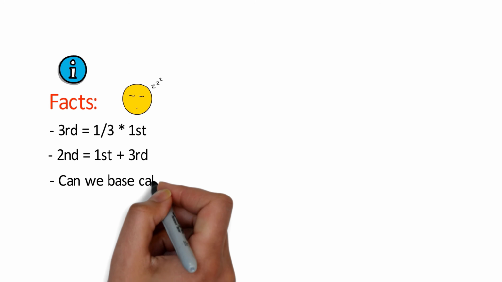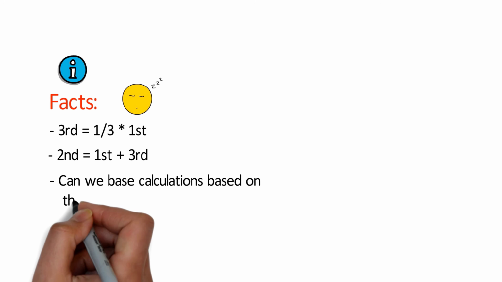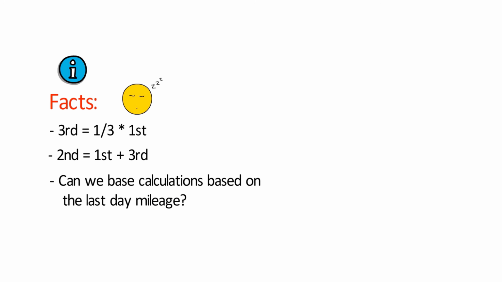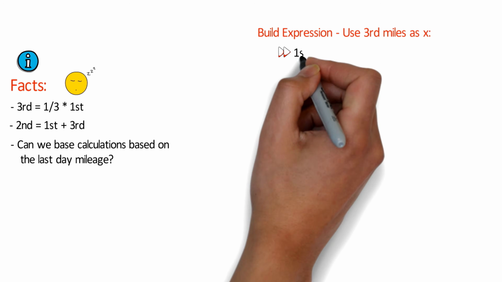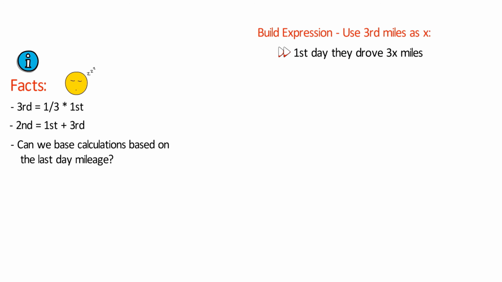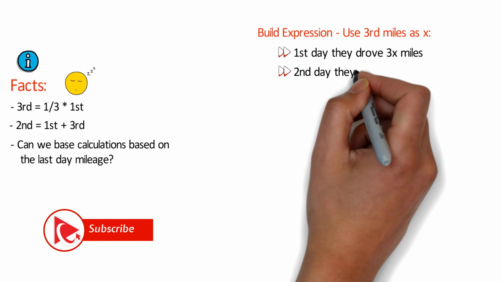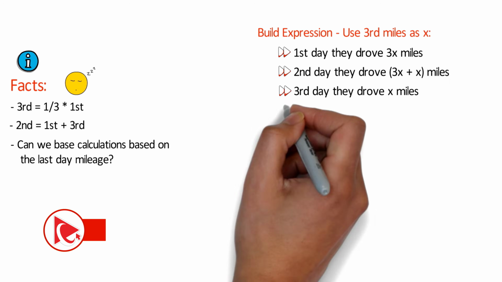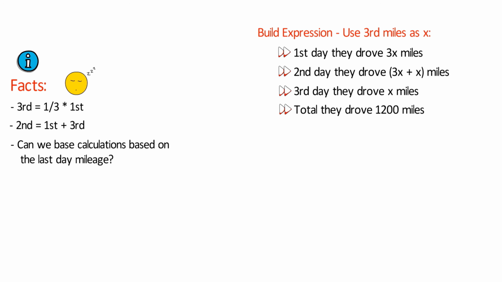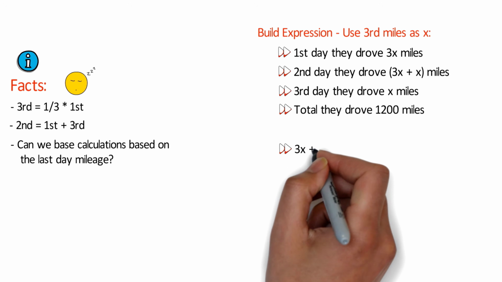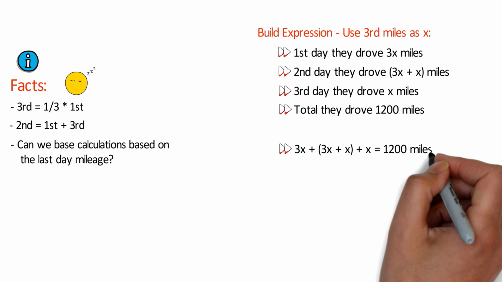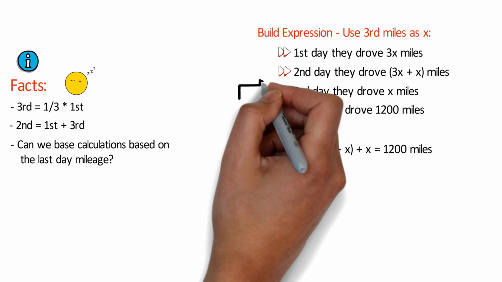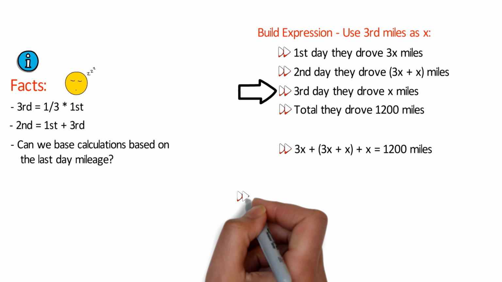So what's interesting here, can we base our calculations off of the last day mileage? And what I mean by that is, can we use the third day miles as x in the expression we're trying to build? Based on this information, on the first day, they drove 3x miles. On the second day, they drove 3x plus x miles. In total, they drove 1,200 miles. So now we can build an expression: 3x in parentheses, 3x plus x, and then plus additional x equals 1,200 miles.